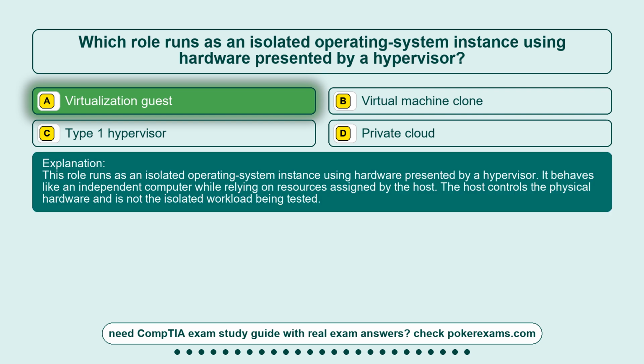This role runs as an isolated operating system instance using hardware presented by a hypervisor. It behaves like an independent computer while relying on resources assigned by the host. The host controls the physical hardware and is not the isolated workload being tested.